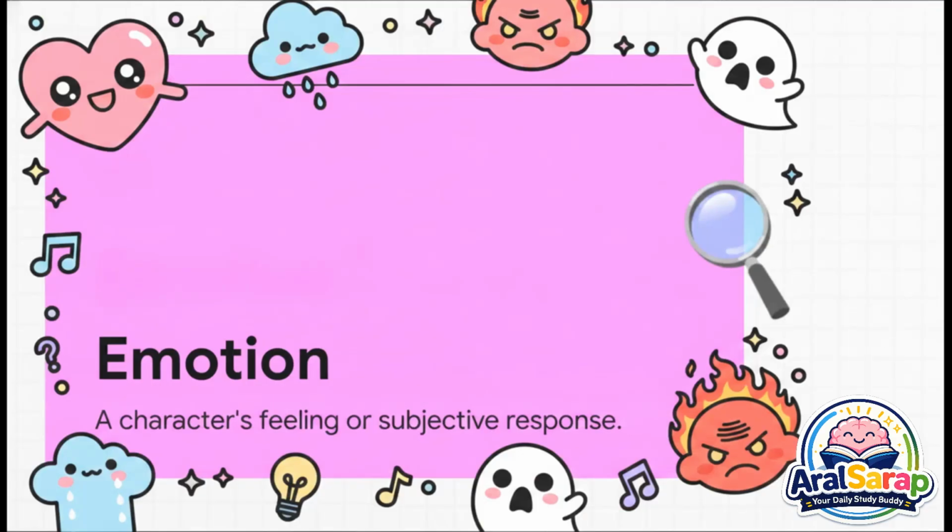Moving on, our third clue is emotion. Now we're looking for internal evidence, which is how a character subjectively responds or feels about something happening in the story. We aren't just looking at outside physical actions anymore. We're peering directly into their mind and their heart. Are they happy, sad, terrified, furious? Recognizing emotion is absolutely key to understanding a character's true motivations.